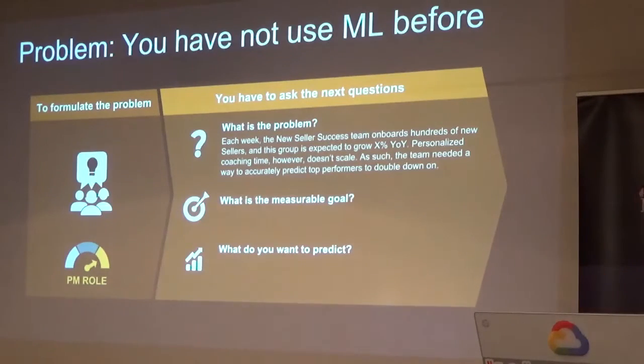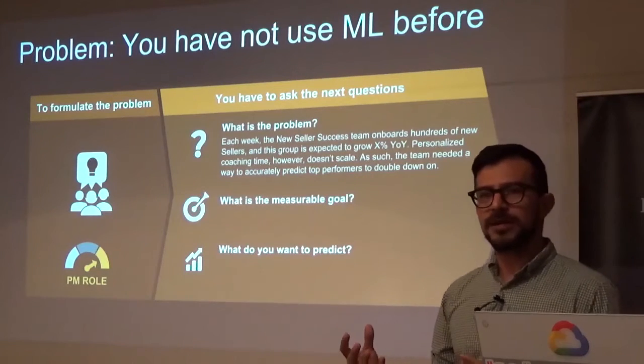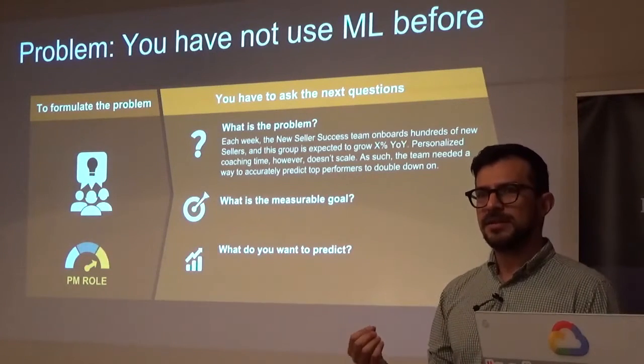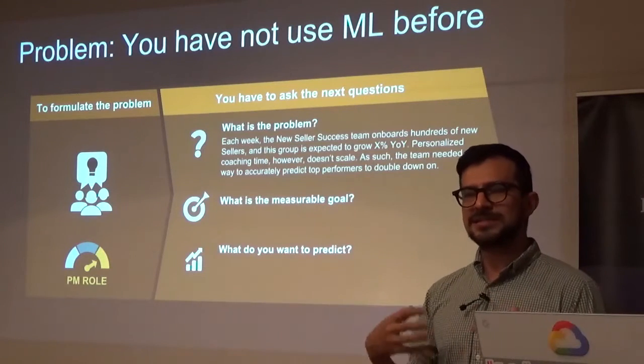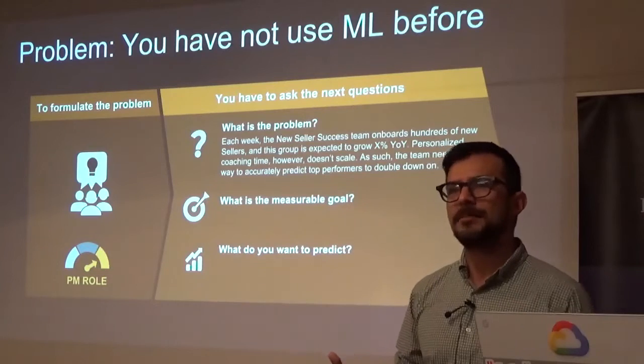So one way to define it is: say each week the new seller success team onboards hundreds of new sellers, and this group is expected to grow X% year by year. Personalized coaching time, however, doesn't scale. As such, the team needed a way to accurately predict top performers to double down on. So that's a good problem, right? You say, yeah, we can scale this. This is going to keep growing. We need a way to do this in a better way.